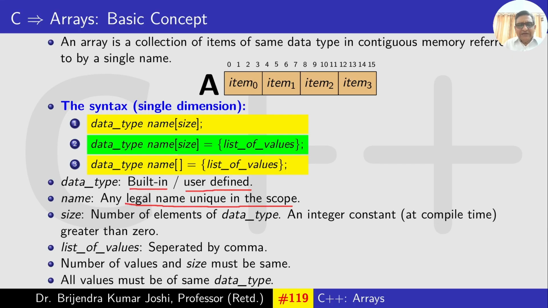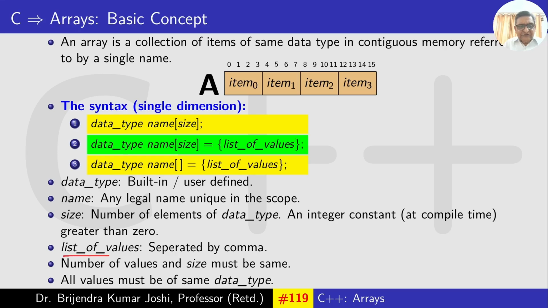Size means how many elements of this data type would be there. And it has to be an integer constant, a positive integer constant greater than 0. So if you want to write 5.0 for size, claiming that 5.0 is nothing but an integer, no. Its internal representation would be a floating point number or real number. So it has to be exactly an integer and its value has to be greater than 0 at compile time. It means when your program is being compiled, at that point of time the size must be known.